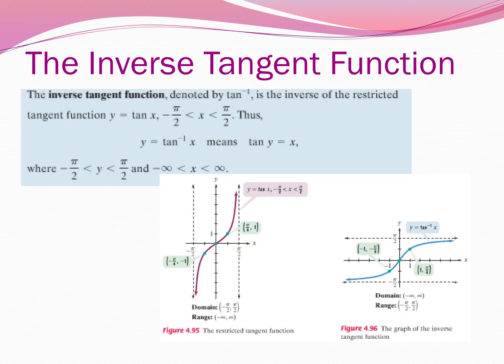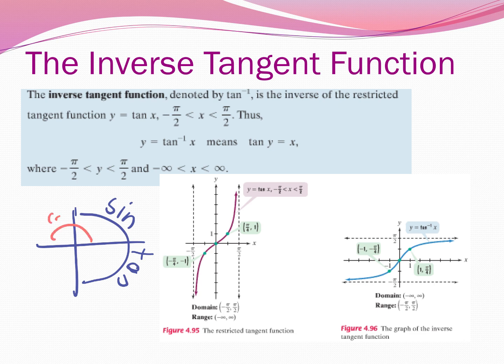All right, last one is tangent. The good news is tangents are restricted the same as sine, so we already have it. Tangent goes from negative pi over 2 to positive pi over 2. Okay, so on my unit circle, I use the right side for both sine and for tangent. It's really hard to write upside down. I use the top for cosine.